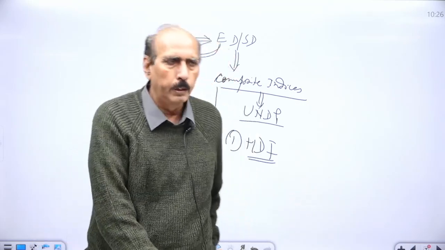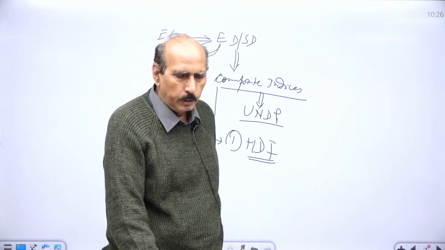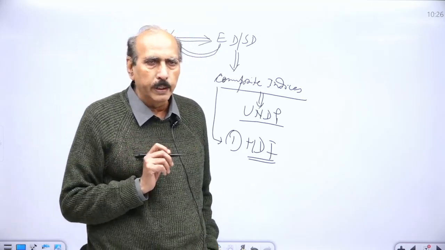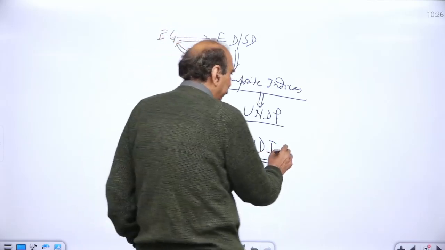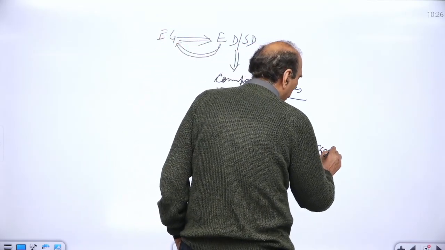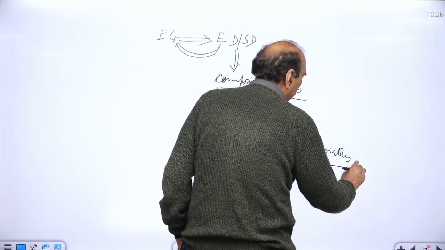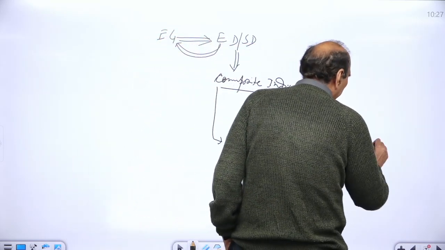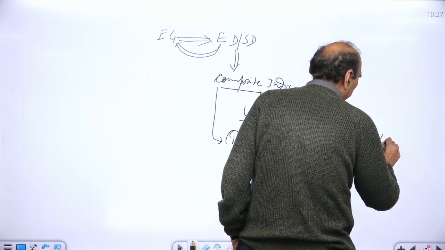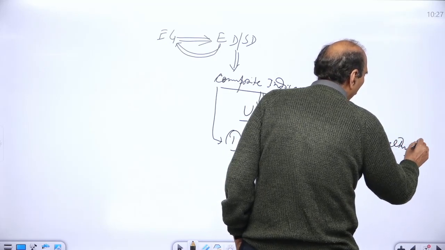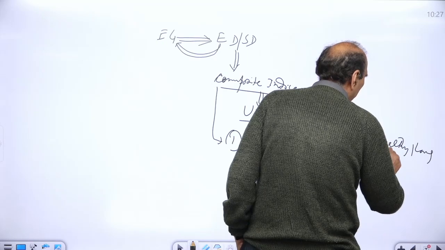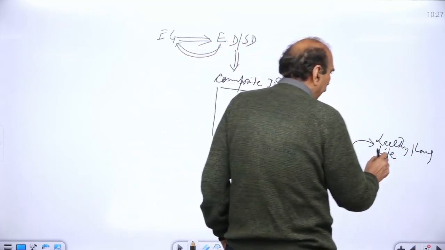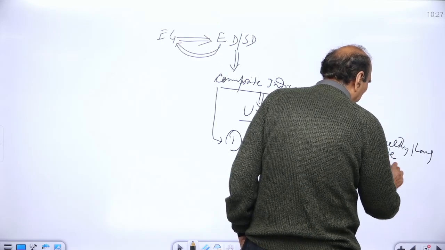And therefore, we see how this Human Development Index is calculated. When we calculate the Human Development Index, 3 variables are taken into account. One is a healthy and long life for everyone. This is also called life expectancy.